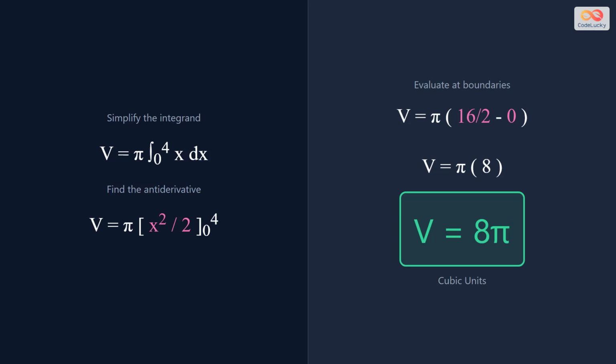Simplifying the integrand gives us just x. The antiderivative of x is x squared over 2. We evaluate this from 0 to 4. Plugging in 4 gives 16 over 2, which is 8. Plugging in 0 gives 0. So, our final volume is 8 pi cubic units.